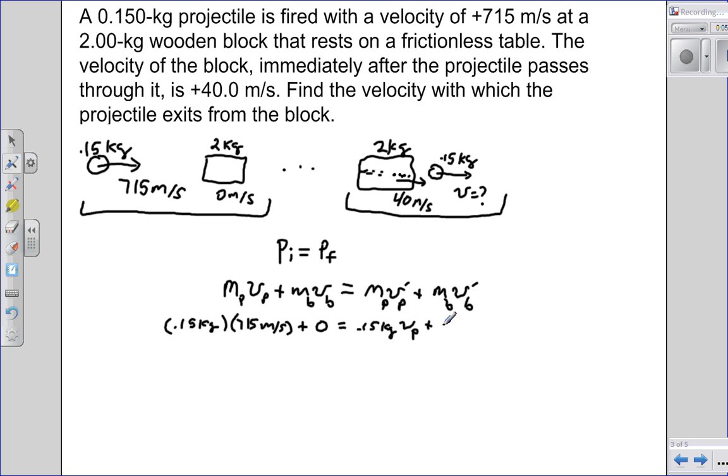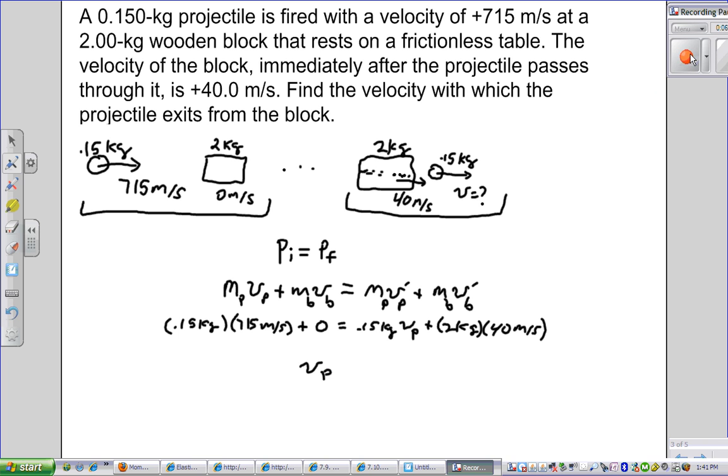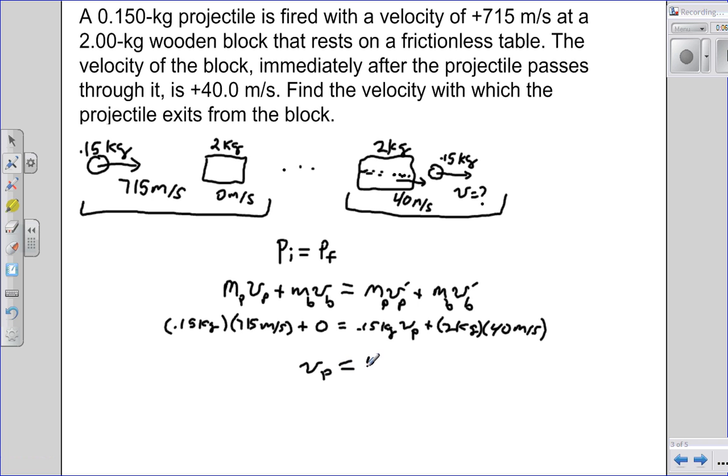Plus, the mass of the block stayed 2 kilograms. We're assuming we didn't lose any of that block after the projectile passed through it. And the velocity of that block is 40 meters per second, so we'll go ahead and put that there. Now we just do our calculation, and we find the velocity of our projectile to be right around 182 meters per second. That is the velocity of that bullet afterwards.